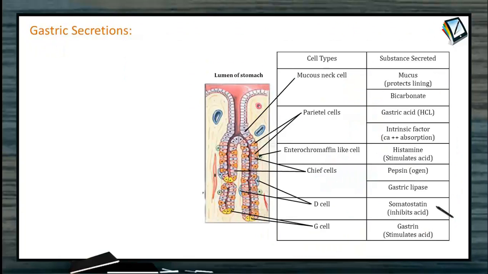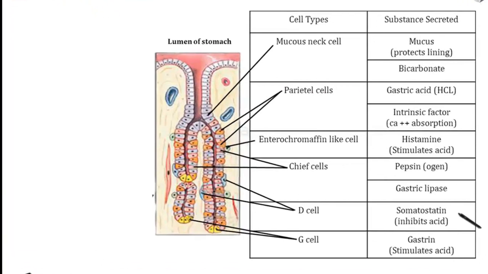Now let us see the cells and functions of this gastric or stomach part. So here mucous neck cells produce mucus and this is rich in bicarbonates. It helps in protecting the wall of the stomach from enzymatic action. The parietal cells produce HCl and also intrinsic factor. This intrinsic factor is useful in absorption of calcium ions. The next type is the enterochromaffin-like cells. They produce histamines. So these histamines will stimulate the acids.